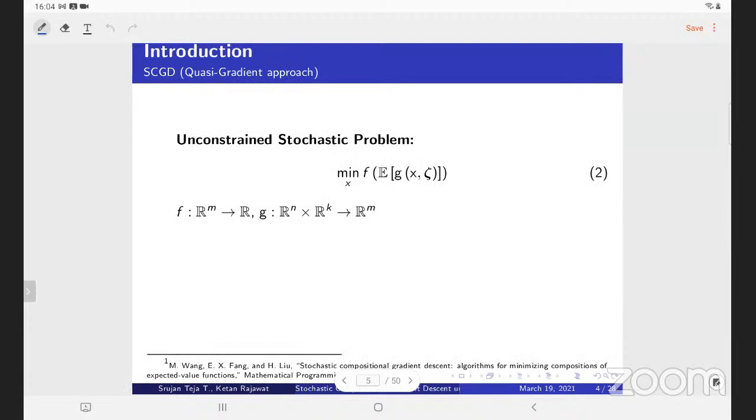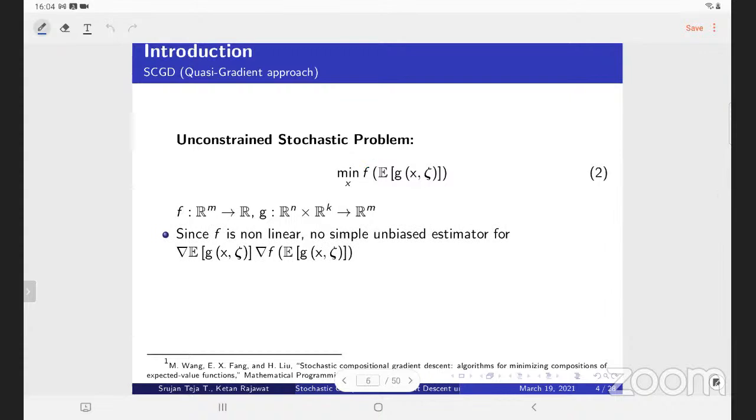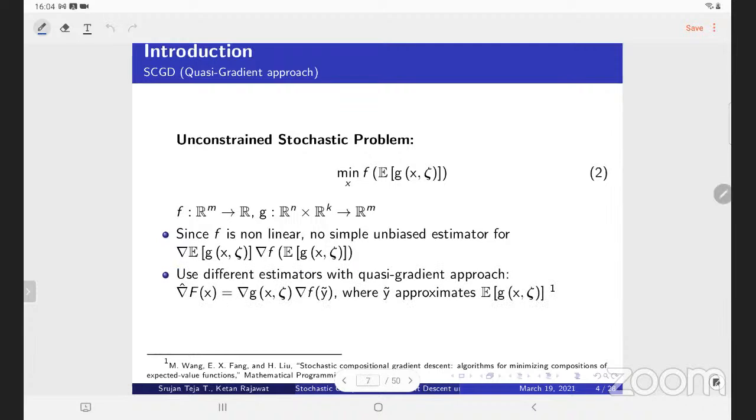Okay, now consider a slightly more complicated function where this expectation function is actually an argument to the nonlinear function f. F here is nonlinear. So these are the details of that function. As you can see, since f is nonlinear, this is the true gradient, but there is no way of finding any unbiased estimator for this true gradient, because to find an unbiased estimator, we need to know this expectation of the inner function, this g function, which at this stage is completely unknown because the distribution of zeta is unknown. So one intuitive idea is we can have an estimator of this true gradient, but in place of this inner function, we can use y tilde, which approximates this inner function.